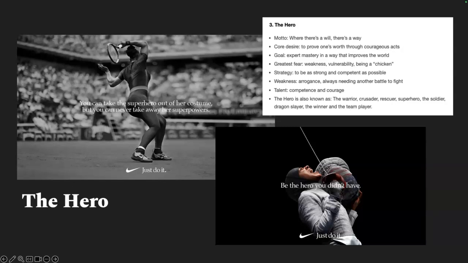To break your own records, right? So your goal is to prove your own worth, to win medals, to win challenges, right? The goal is to be expert in a mastery. Master your skill, master your sport. So be as strong. When you are looking at sports brands, they're usually celebrating the athlete, the person to be successful. It's always about them being successful.